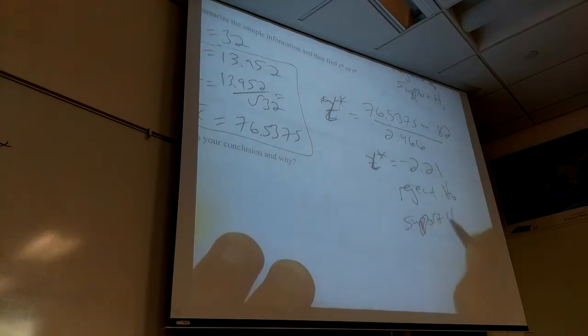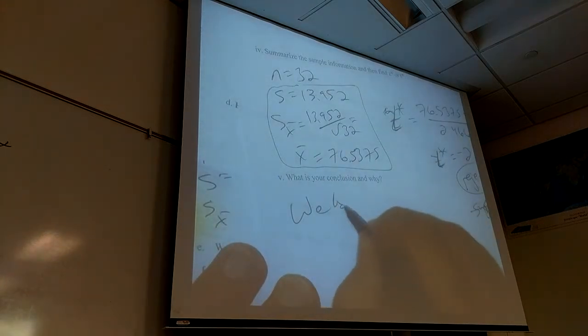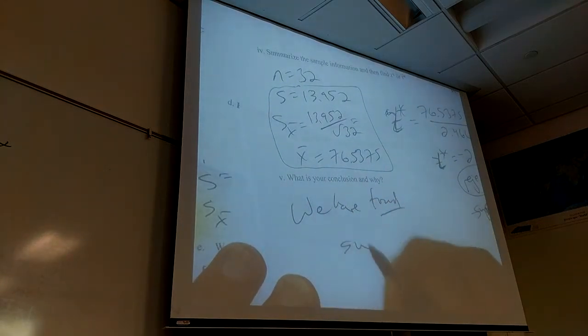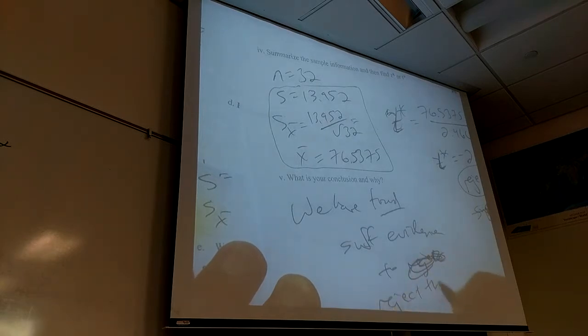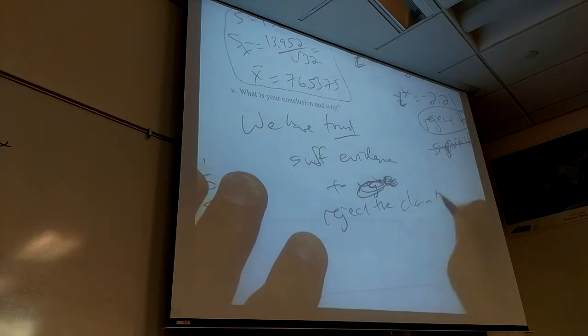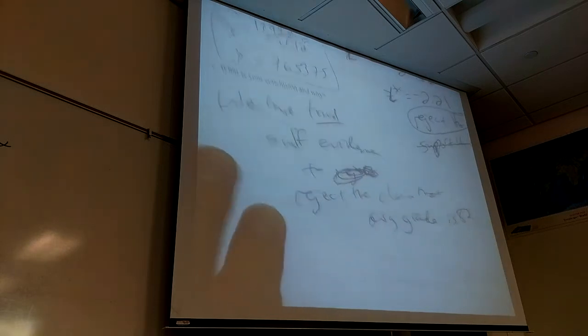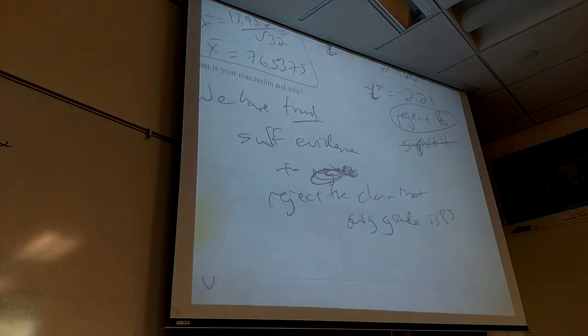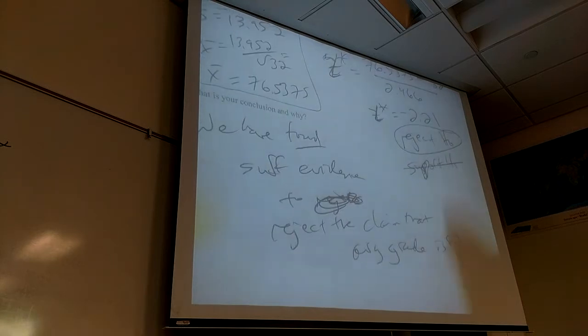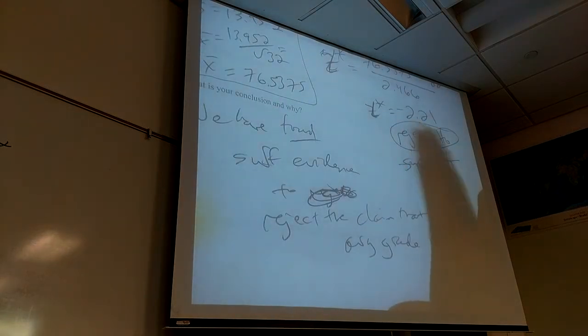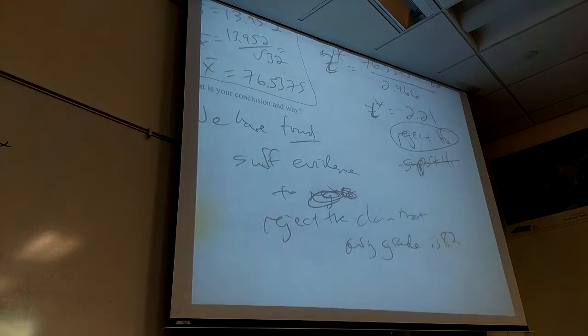Support the Ha. The claim was the null, so I use this language. We have found sufficient evidence to reject the claim that average grade is 82. So like I said, I think about 3 of you are going to get not enough evidence.